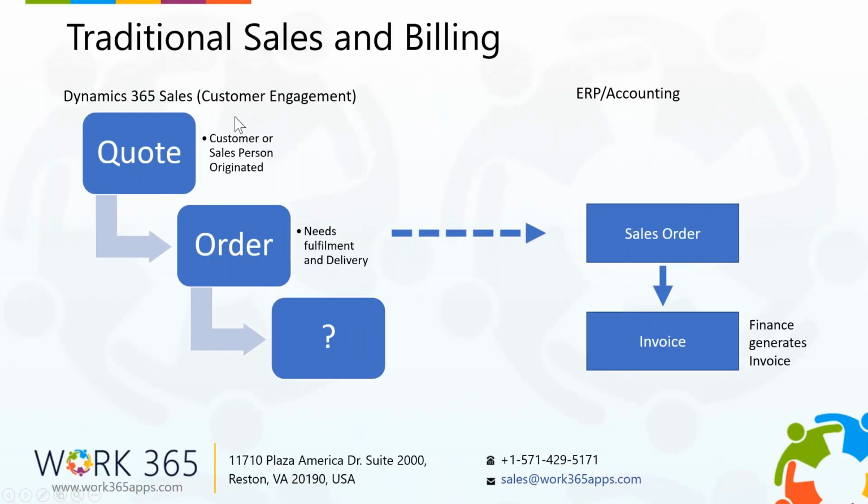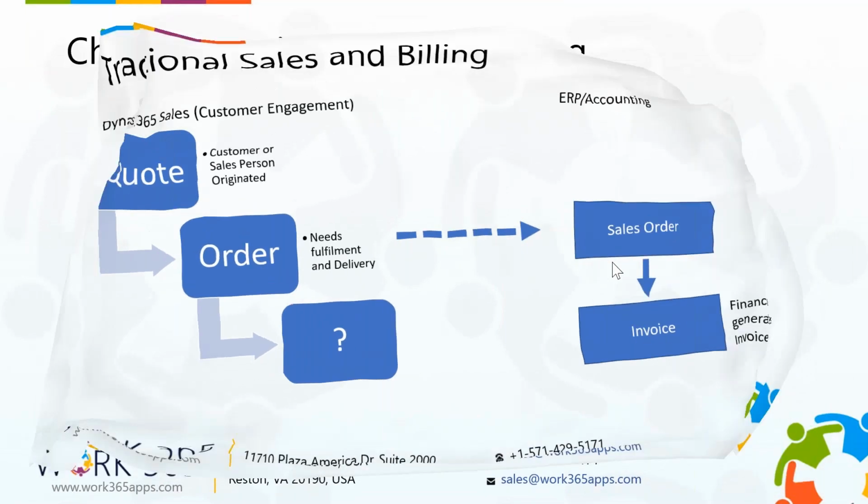So quick look at what a traditional sales and billing model looks like, right? Typically you have a quote that you generate out of your CRM system. Out of the quote, you go into an order, and then that order gets pushed into an ERP system, and then eventually that order gets delivered. Sometimes that feedback comes back into the CRM system, and sometimes it doesn't. This is a very linear process, and it's actually unidirectional. It goes one way.